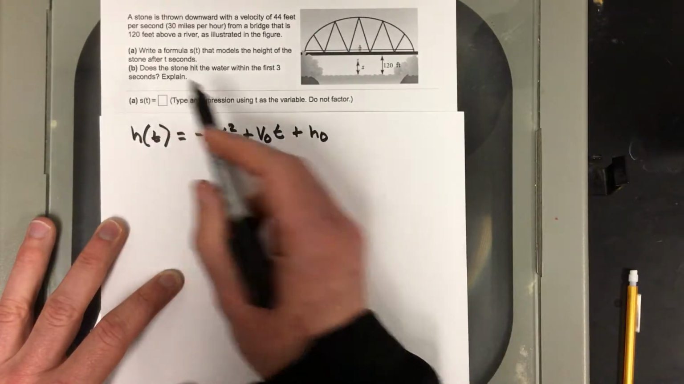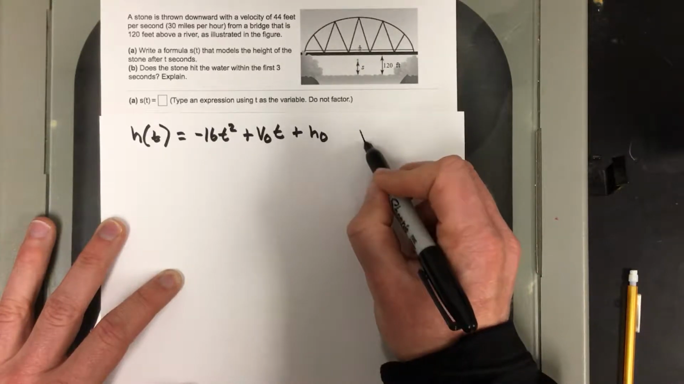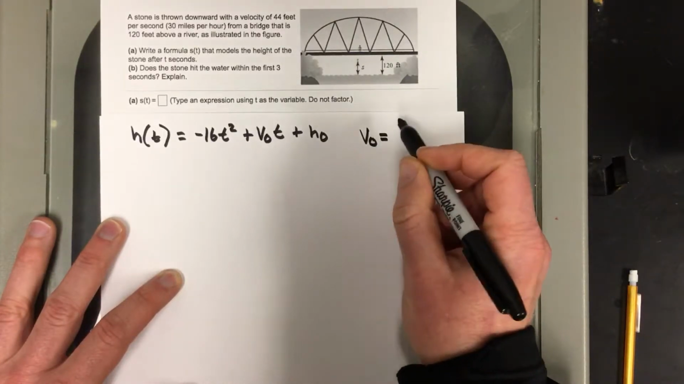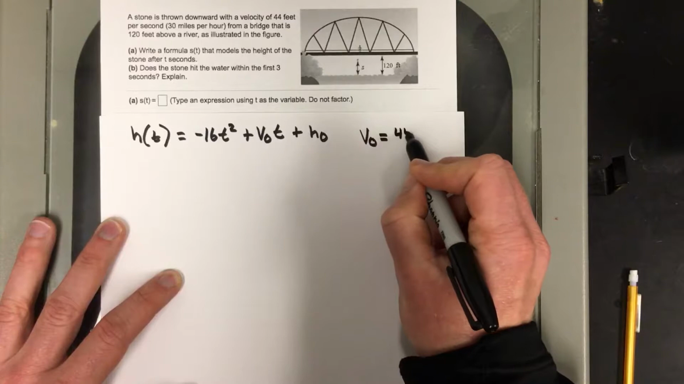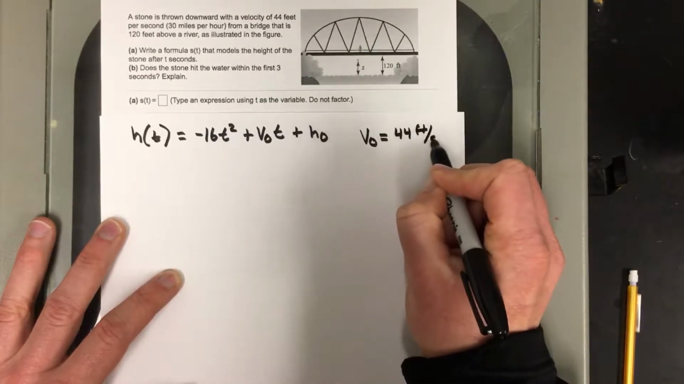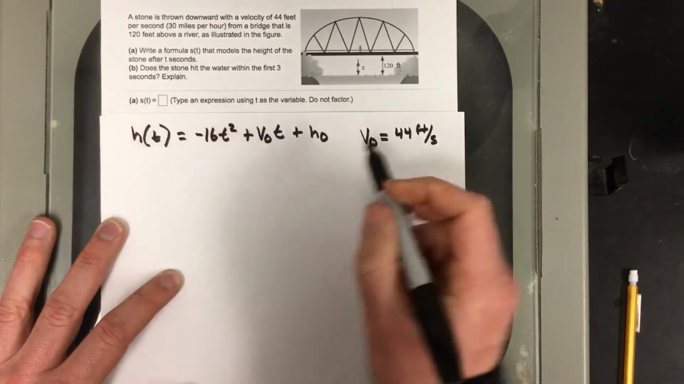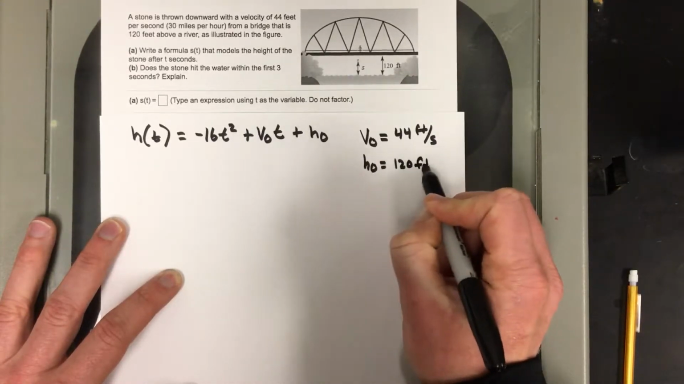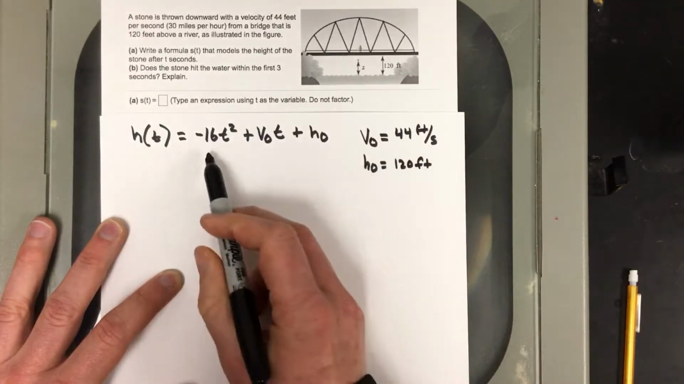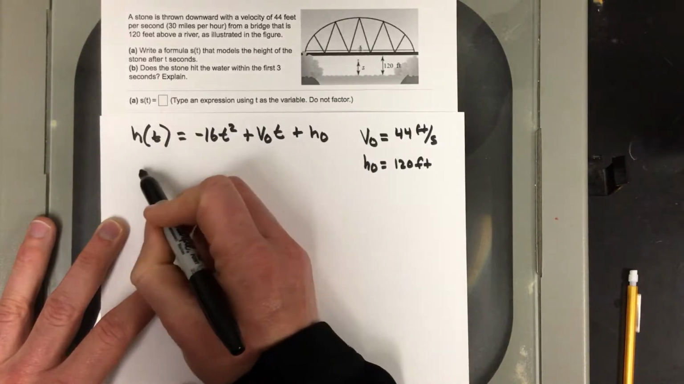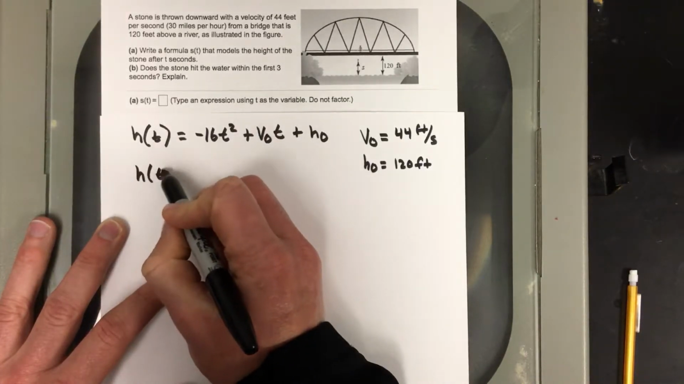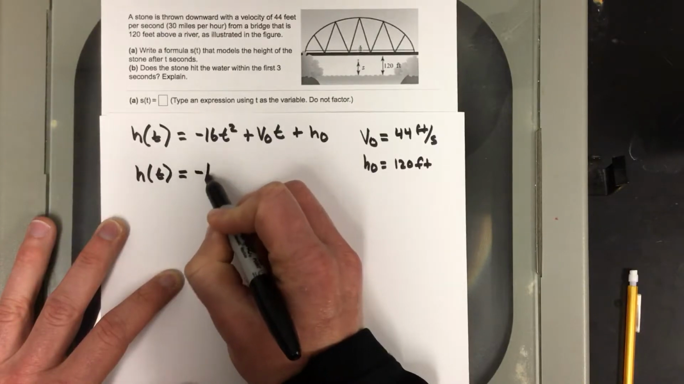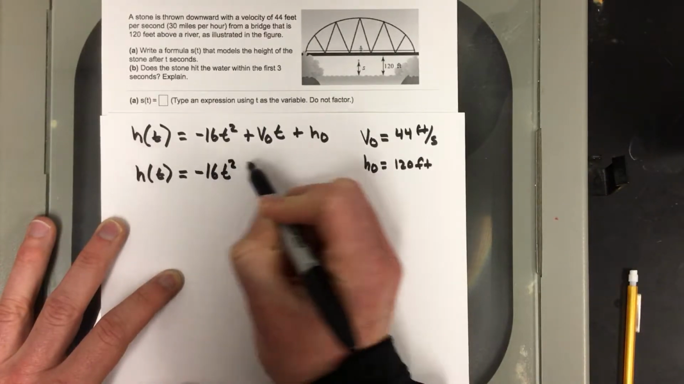So the first thing we're going to do is write down what our initial velocity was. Well, our initial velocity was 44 feet per second. And then our initial height, h0, is 120 feet. And now we're going to take these and plug them in here. So we're going to get h of t equals negative 16 t squared.